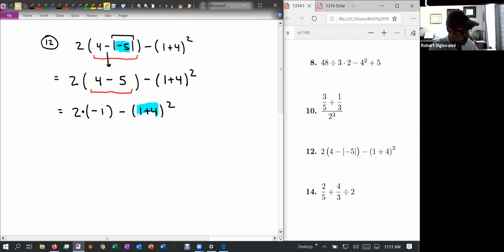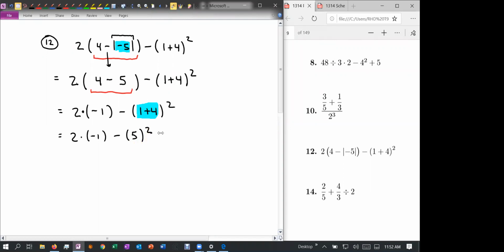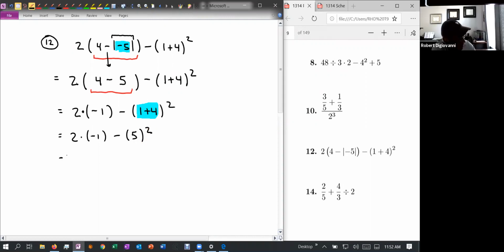I'm going to do what's in this parentheses next. So 1 plus 4 is 5. So I'm going to have 5 and then squared. So I should do exponents next, right? I should take care of that 2 right there. So am I going to be multiplying 5 times 5 or negative 5 times negative 5? 5 times 5. And that minus sign will stay. So 2 times negative 1, and then this minus sign is still there, but 5 squared turns into 25.